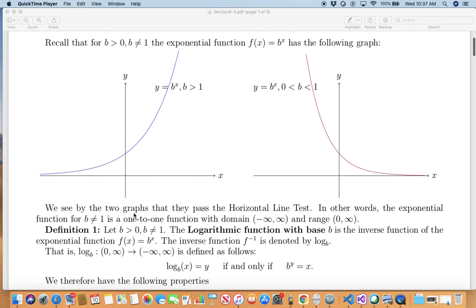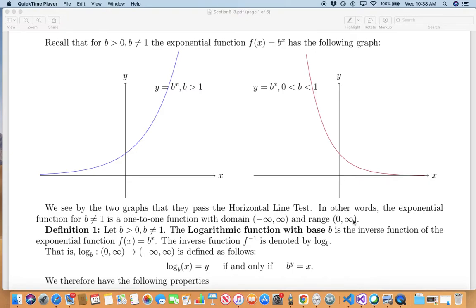Notice these two graphs pass the horizontal line test. That is, any horizontal line on the positive y-axis will intersect your graph exactly once, right? So the exponential function for base not 1, okay? Remember, when base equals 1, your exponential function is a constant function. So it's important to remember that the exponential function is one-to-one when base is not 1. Base is, of course, greater than 0.